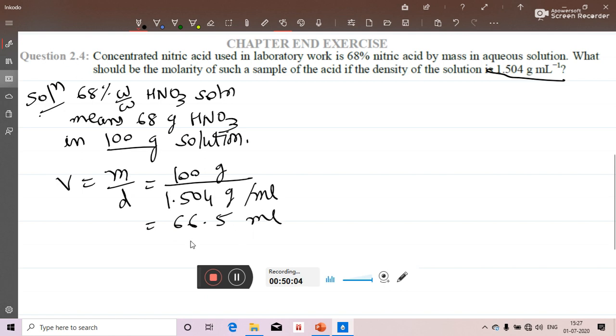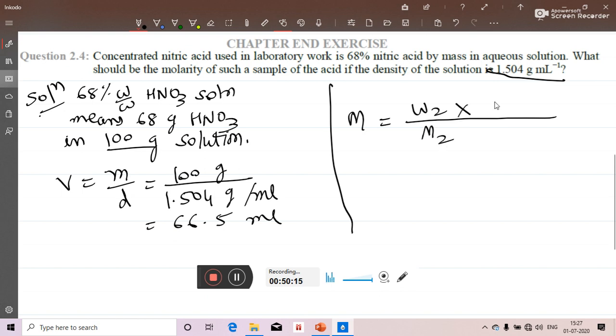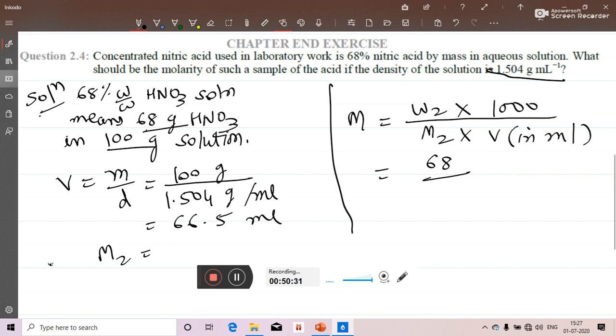So now we have to find out molarity of the solution, that is equal to mass of solute upon molar mass of solute into 1000 upon volume of solution in ml. So mass of solute is 68 gram. Now molar mass of HNO3: nitric acid formula is HNO3, so 1 plus 14 plus 3 into 16. So for HNO3 the molar mass will come out as 63 gram per mole.